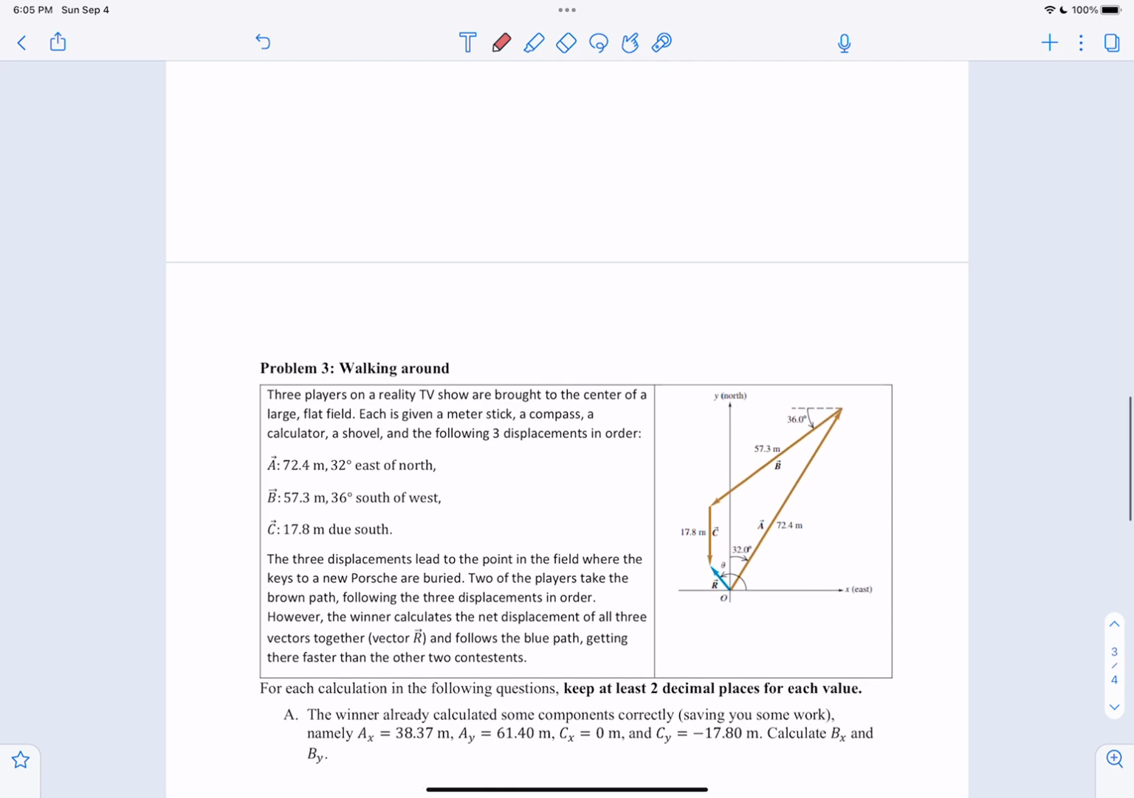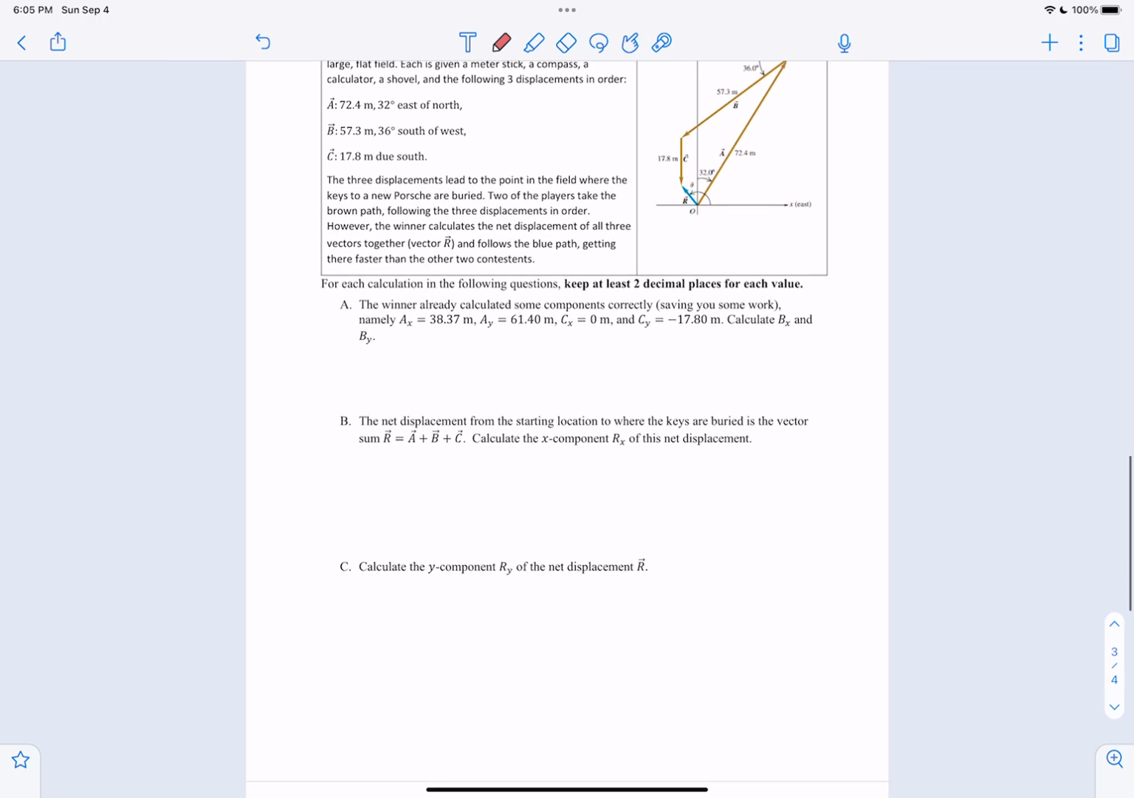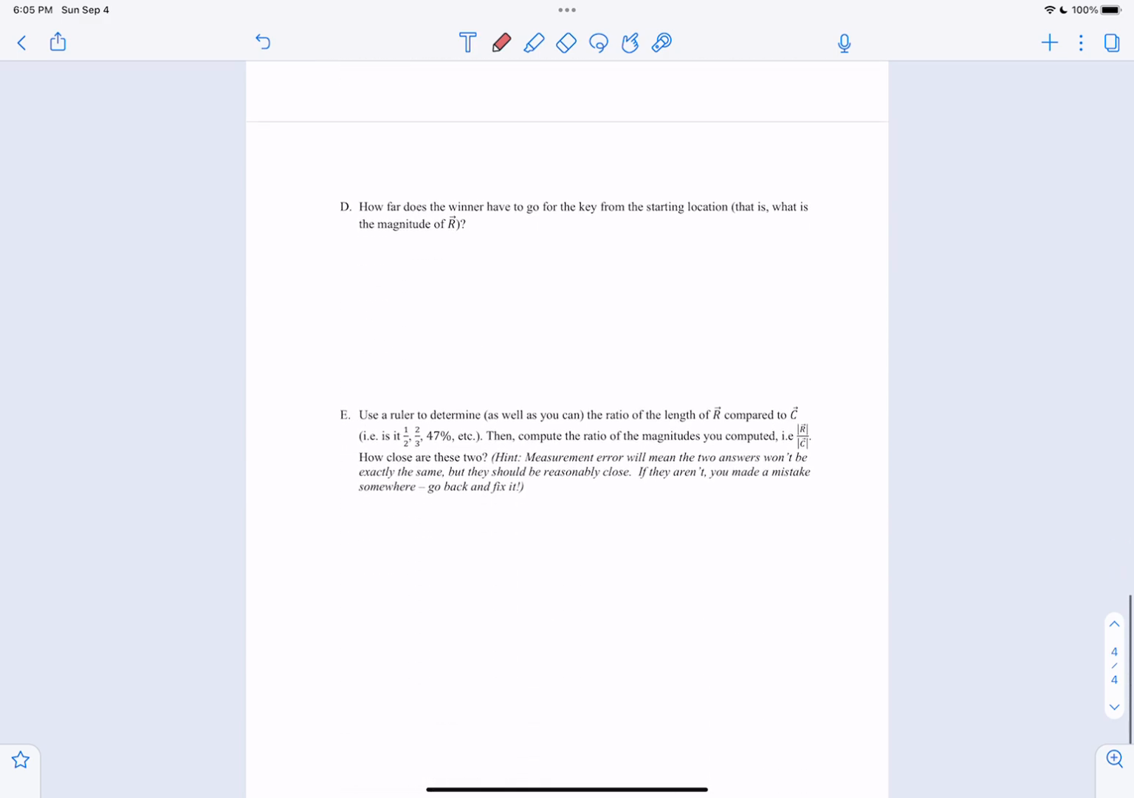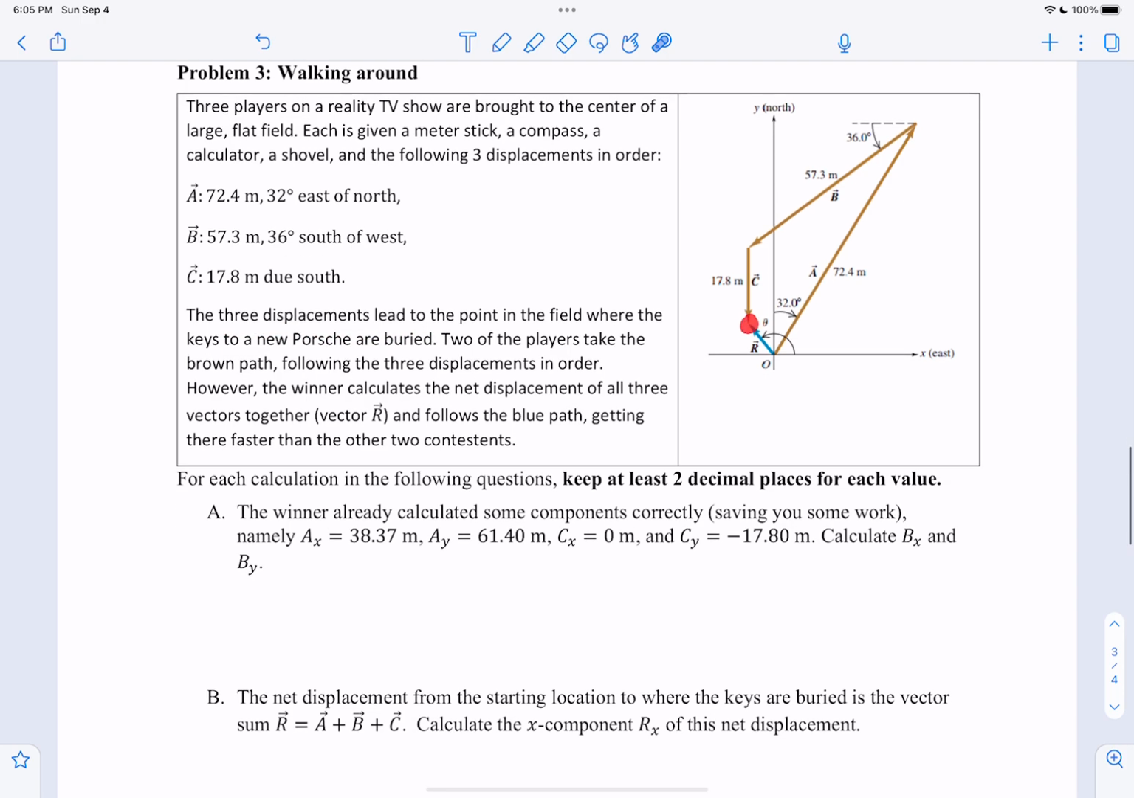Now for problem 3, if you guys are all right to move on now. This one is once again kind of a repeat of what we did for the previous problem. It says we have 3 players on a reality TV show. They're brought to the center of a large flat field. Each is given a meter stick, a compass, a calculator, a shovel, and the following 3 displacements in order: 72.4 meters, 32 degrees east of north, then 57.3 meters, 36 degrees south of west, and then finally 17.8 meters due south. The 3 displacements lead to the point in the field where the keys to a new Porsche are buried.